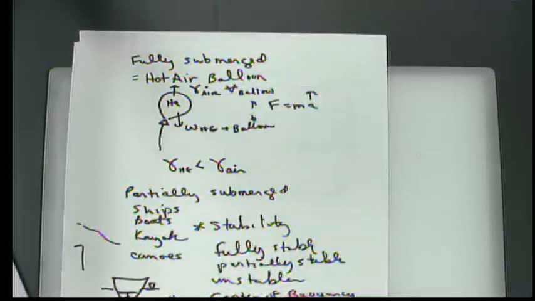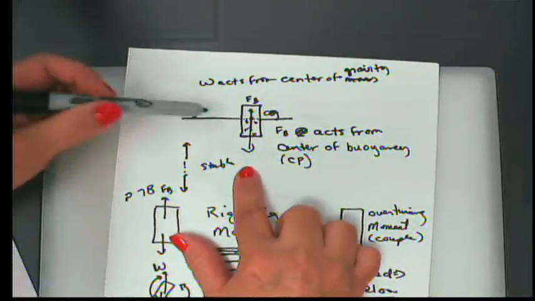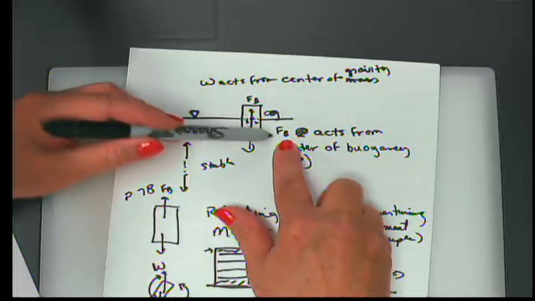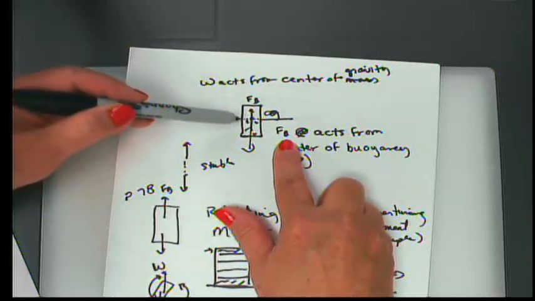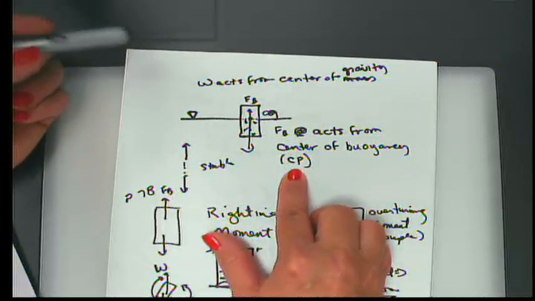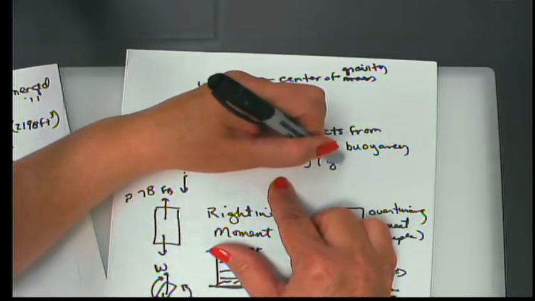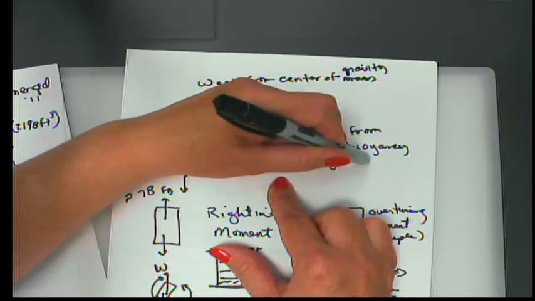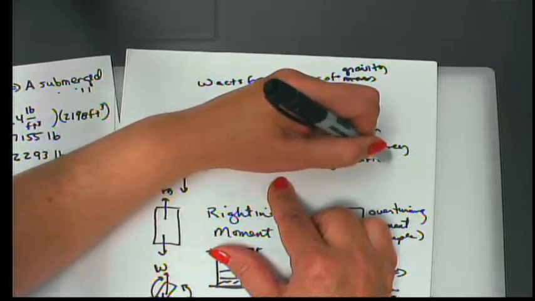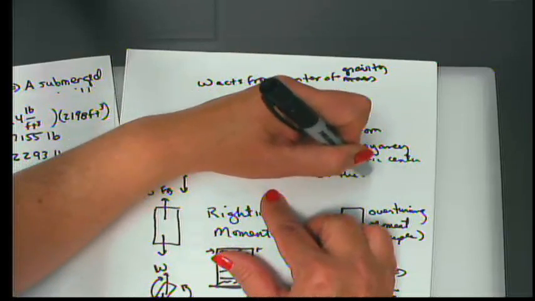But mathematically, what does that stability look like? Well, basically, the buoyant force acts from the center of buoyancy. And the center of buoyancy is the geometric center, in other words, the areal center of the submerged area.